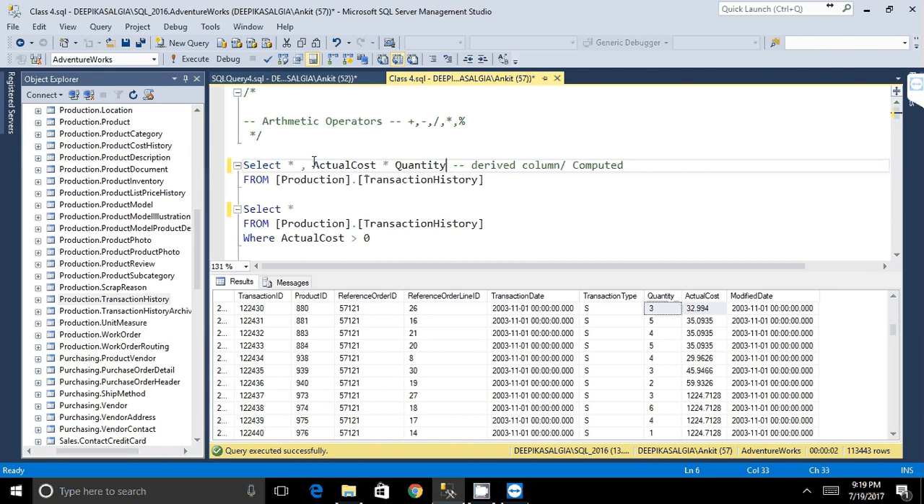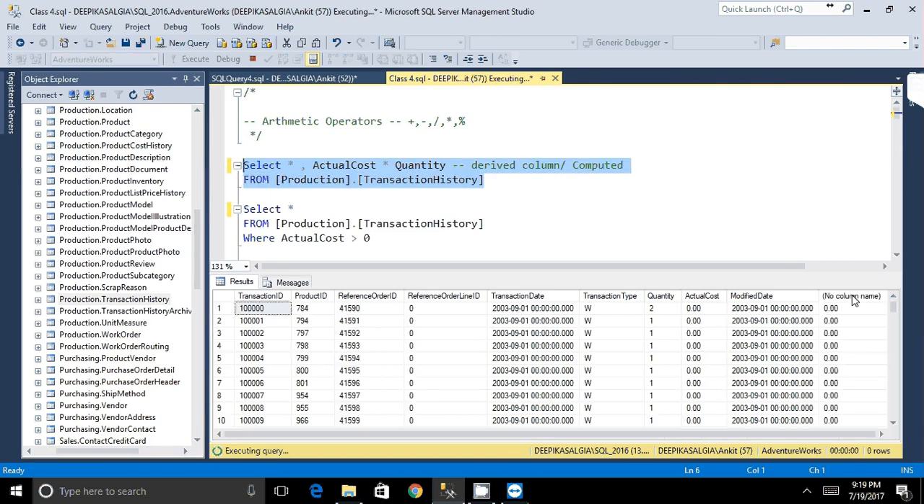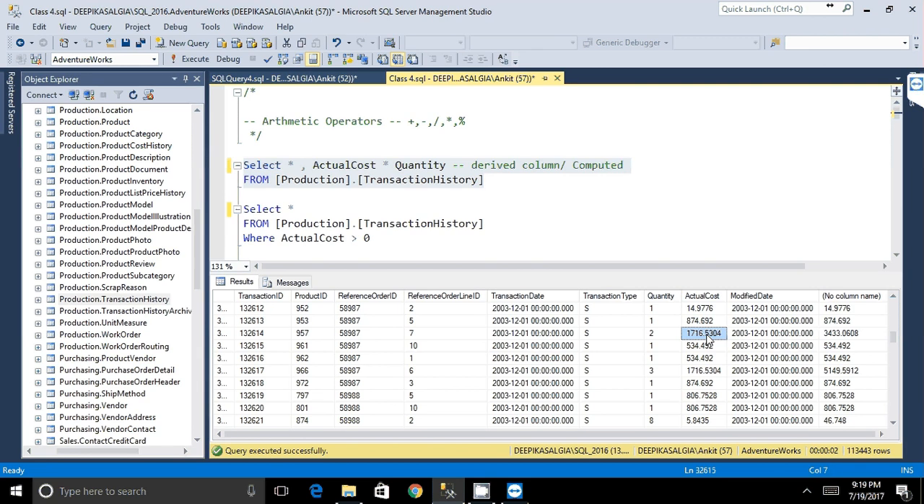What we do here is, because I want to get the total cost, I have to multiply these 2 columns. So I say actual cost times quantity. That will give me another column, which is the total cost. So I have total cost for each of the rows. You multiply 2 by this, you get the total cost. So for each transaction you are getting the total cost. You're using the arithmetic operator in order to derive a column, doing a 2-column multiplication.